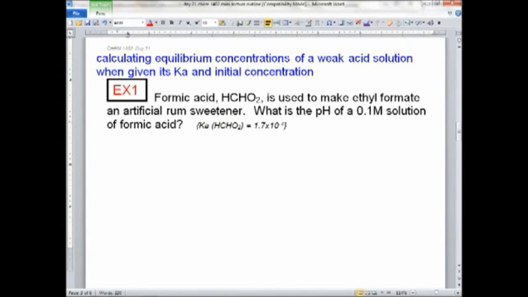In this case, we're messing with formic acid. It's used to make ethyl formate and artificial rum sweeteners, I guess. What's the pH of a 0.1 molar solution of formic acid? Now, Victoria, why can't we just take, because pH is negative log of H, right? Why can't we just take negative log of 0.1, Victoria, and be done?